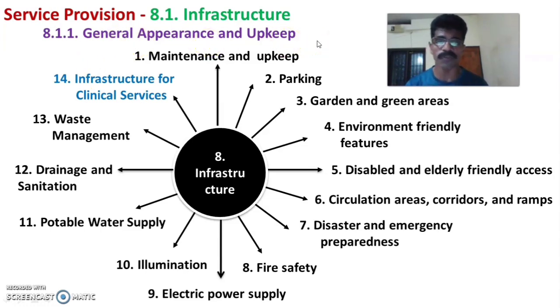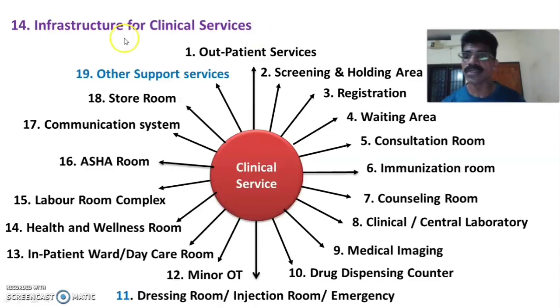Okay, from the exam point of view, you can just list down all these different infrastructure that come under general appearance and upkeep. So under infrastructure for clinical services, we have 19 different areas of services. First one is outpatient services in the PHC. Second one is screening and holding area. Third one is registration, that is the registration room. Fourth one is waiting area for the patients. Then fifth one is consultation rooms.